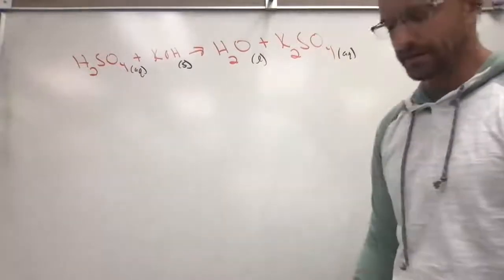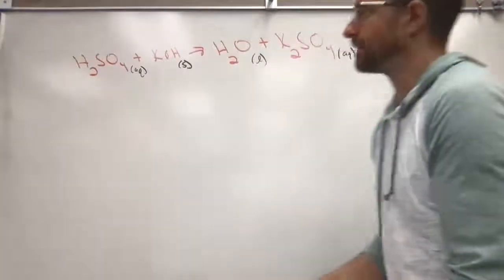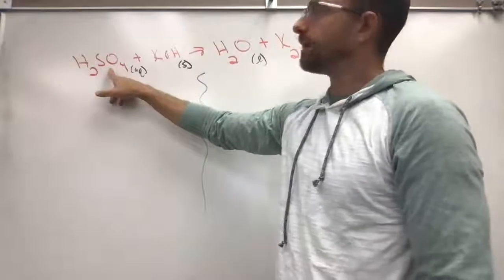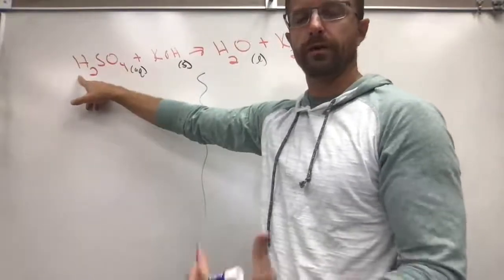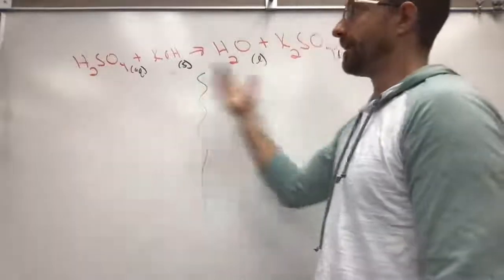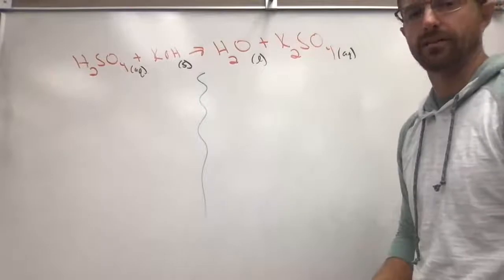So if I want to balance this, let's go ahead and balance it in blue. I can't change any of these formulas. The formulas are there based on charges. Sulfate is -2, hydrogen's +1, from our valence electrons and periodic chart, so it has to be H2SO4 based on charges. But I need all the atoms to balance because of the law of conservation of mass.